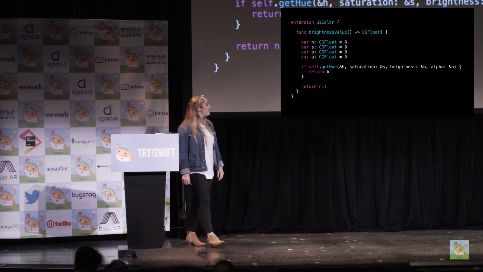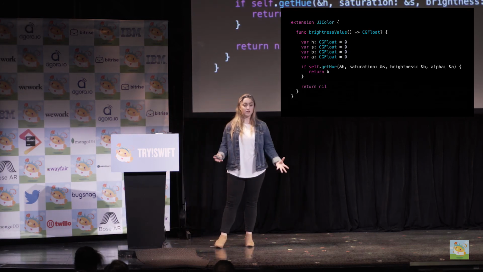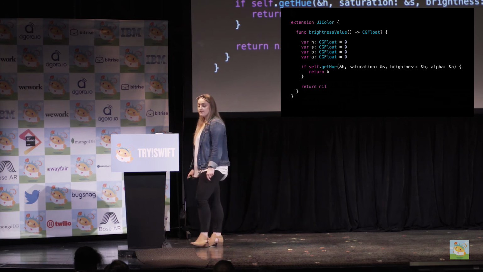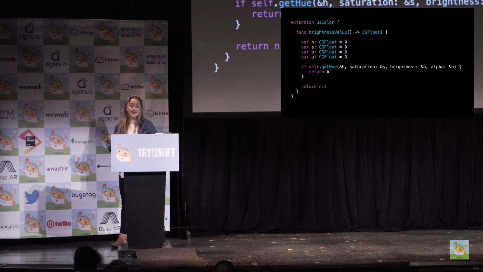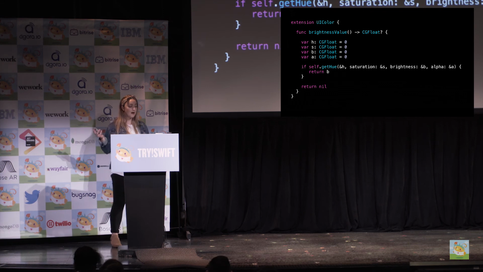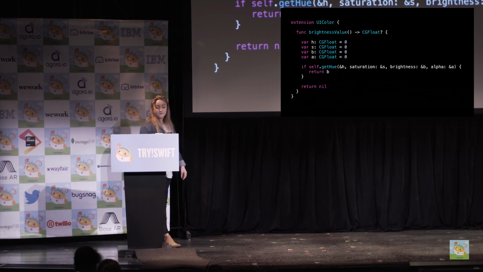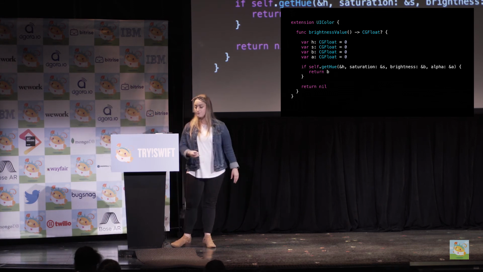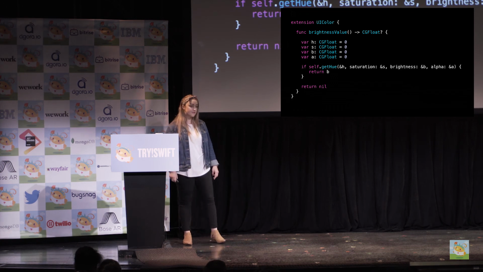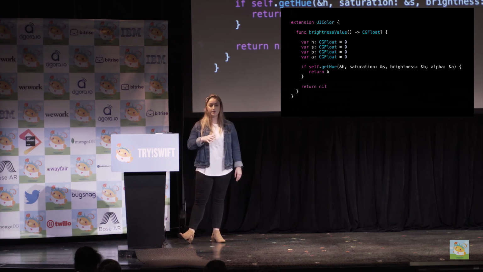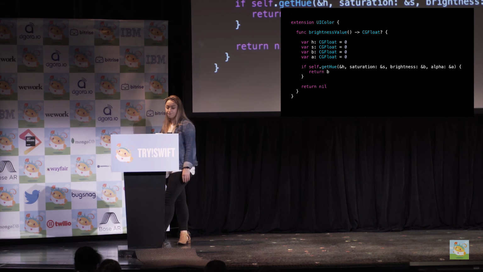Next, we're going to write a method to calculate the brightness of a given color. You can use the provided method by Apple, getHueSaturationBrightnessAlpha, where you pass in by reference the values that you want to get out. If this method is successful, we'll then just return out the brightness component, since that's all we care about here.